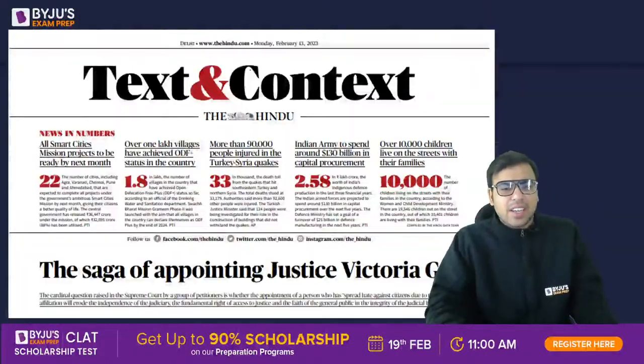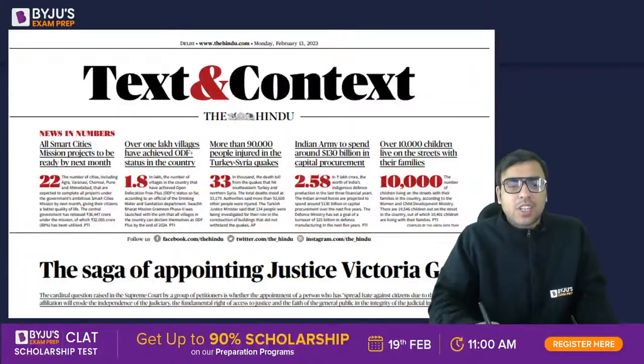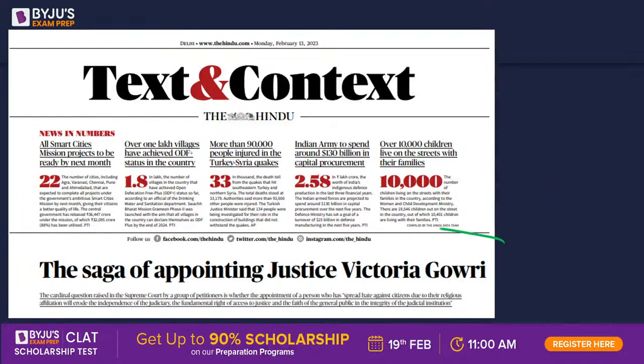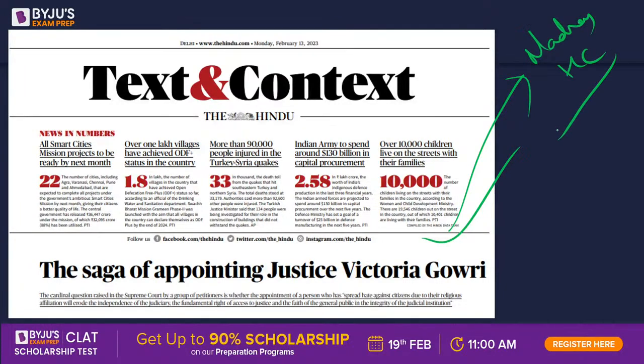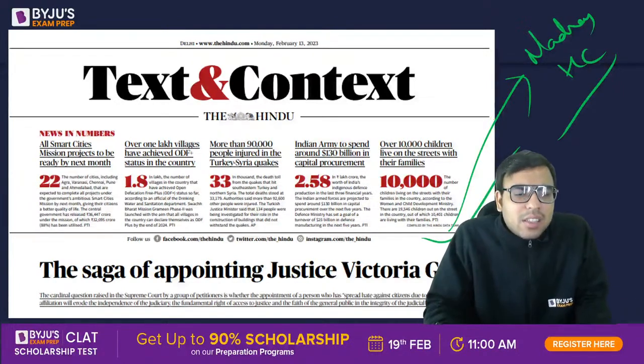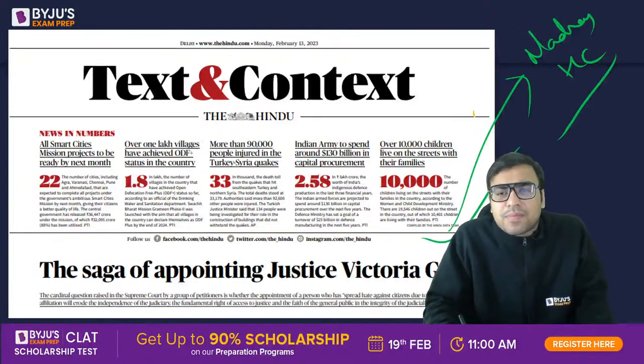Just have an idea. फिर एक text and context में there was an article about the appointment of Justice Victoria Gowri. She is a lawyer in the Madras High Court, and she was elevated as an additional judge in the Madras High Court. There were a lot of things associated with it, which is why it was in the news. We have already discussed it a few classes back: there were some allegations against her of hate speech. That is why it was very much in the news. So go and read it. We have already seen it.